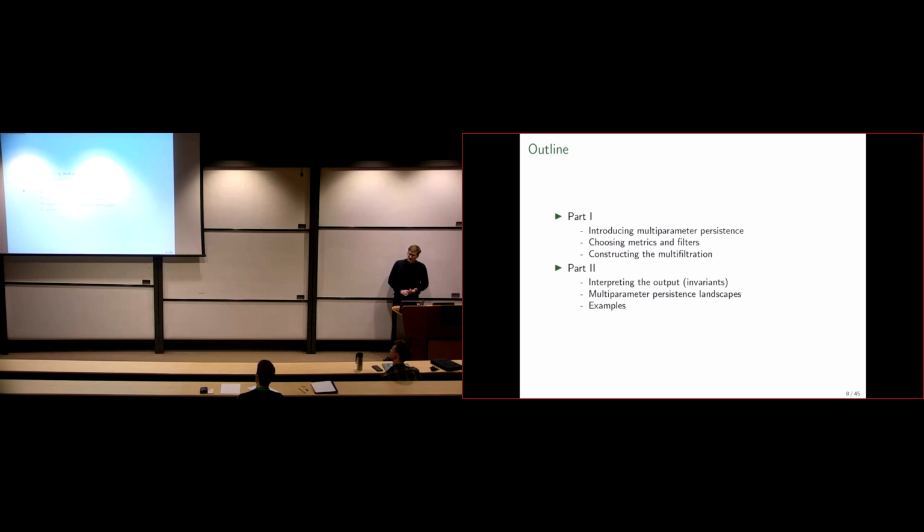In part 2, we'll talk about invariance. So one thing about multi-persistence is that you don't have a barcode, like you don't have a nice invariant in the same way. It's more complicated, and also the information that you extract will also be more complicated.